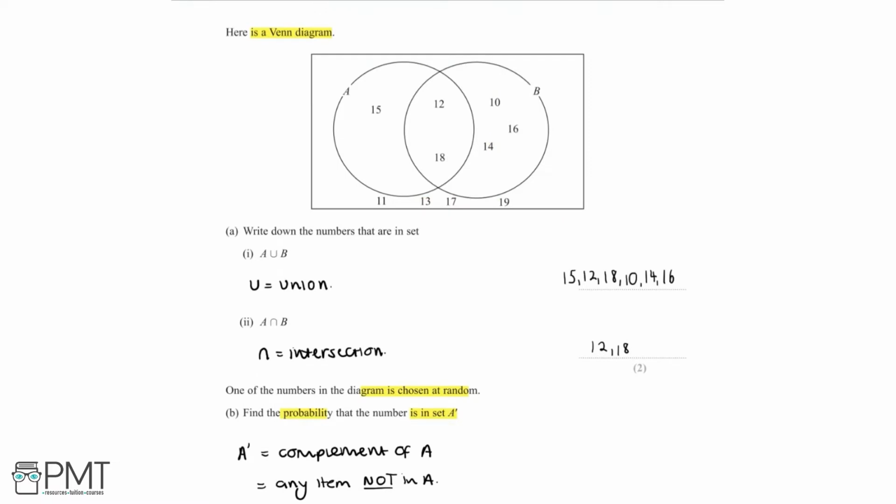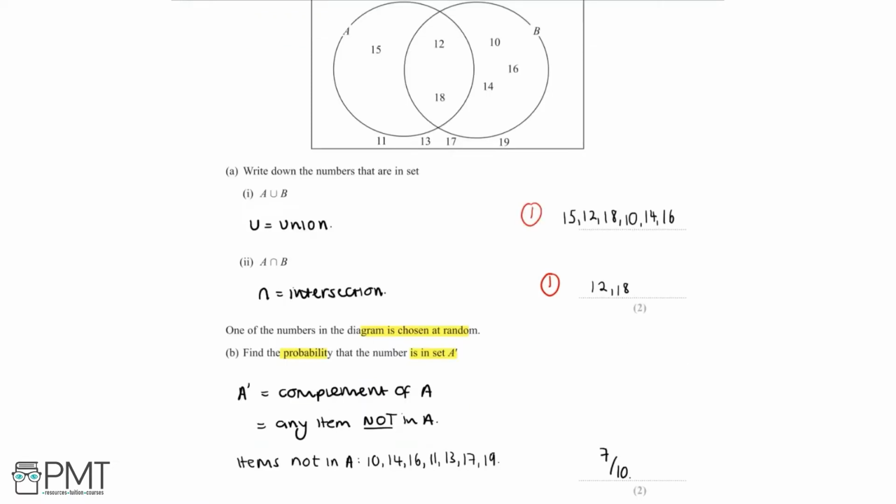Now this question is worth 4 marks, so let's take a look at where these marks are allocated. Now in part AI, we get 1 mark for the correct answer of 15, 12, 18, 10, 14 and 16. And in part AII, we get 1 mark for the correct answer of 12 and 18. Now part B is worth 2 marks, and so the first mark in part B is for listing the items that are not in A, and for saying that there are 7 of these items. And now the second mark is for getting the final correct answer of 7 out of 10, allowing us to get the full 4 marks needed in this question.